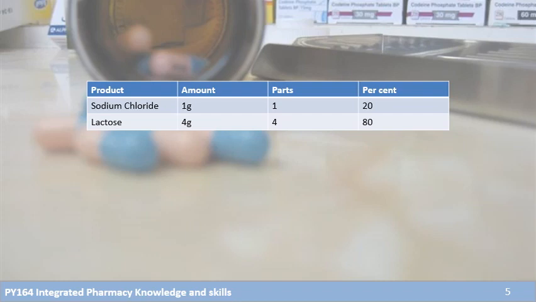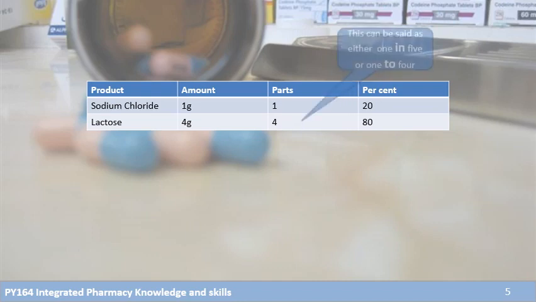So you can see that the total amount of solid here would be 5 grams. And that could be expressed as 1 part of sodium chloride and 4 parts of lactose, or 20% of sodium chloride and 80% lactose. Each of those would be fine to express it as long as you use the same column, as it were. So there's no point in saying 1 gram of sodium chloride to 80% of lactose.